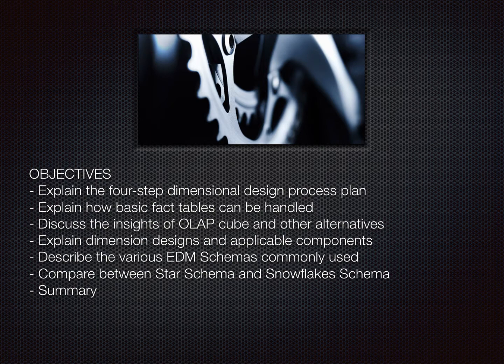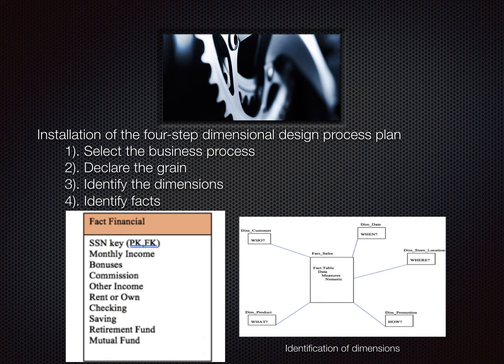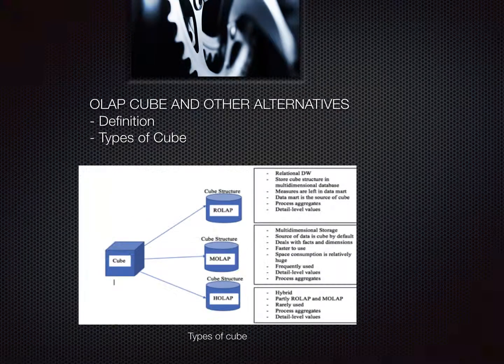After this, the next thing is to identify the facts. If the dimensions are well identified, then the fact is automatically determined. The fact here is aimed at measuring the values. What are we measuring? Quantities sold. We are measuring sales and other numerical values. So the next thing we want to look at is the insight into OLAP Cube and other alternatives.